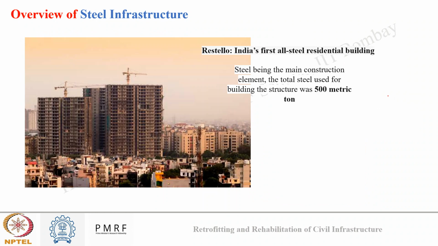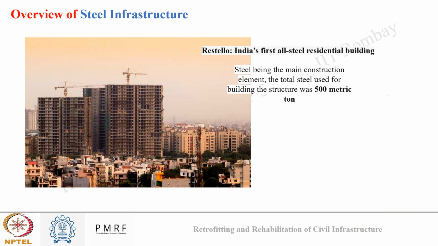Apart from these, if we take an example in India, then we can see this Restello, India's first all steel residential building, where steel was used as the main construction element, and about 500 metric tons of steel was used in this construction. And this structure was constructed in the mid 2010 to 2020 time, and it was completely by steel, offering a major example for use of steel as a construction material.